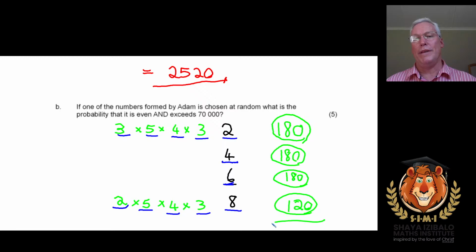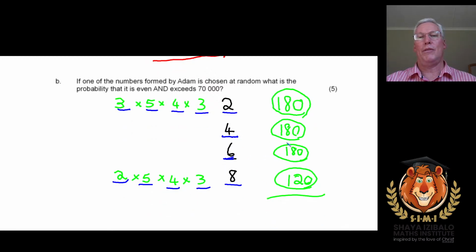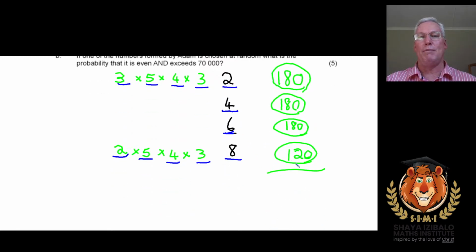Okay, if we add all of these up, 3 lots of 180 is 540 plus 120, 660. There are 660 even numbers that are greater than 70,000.